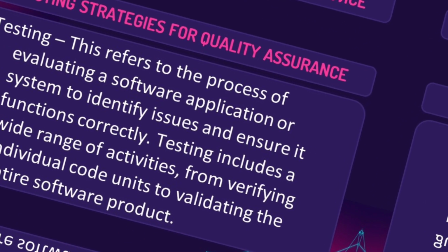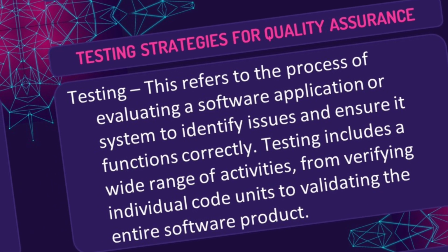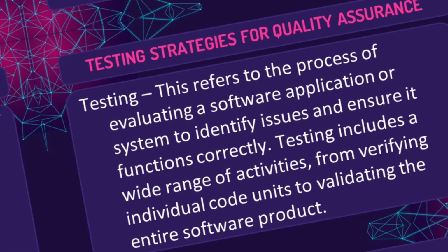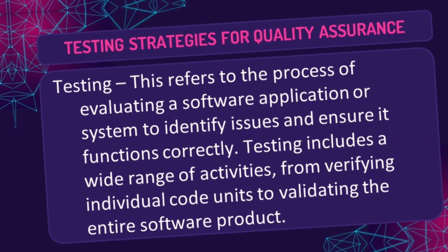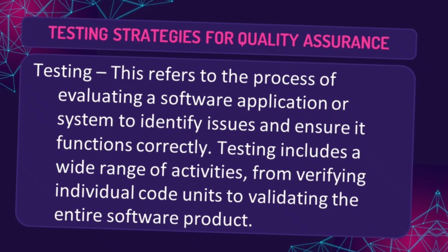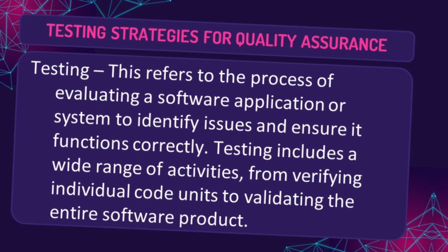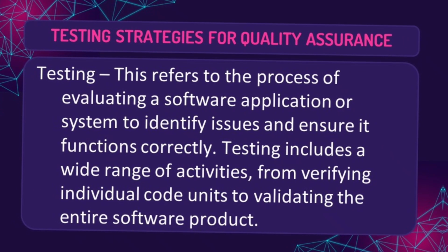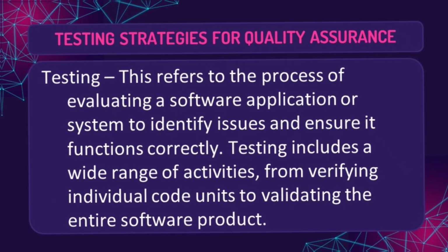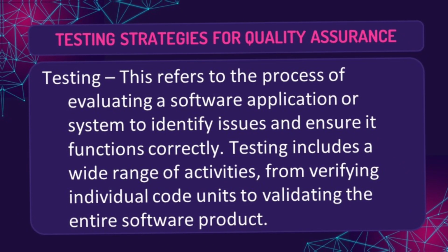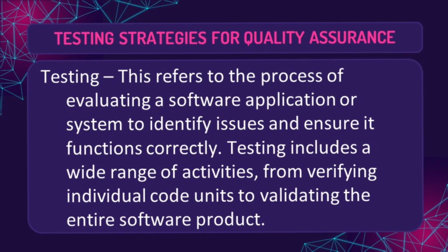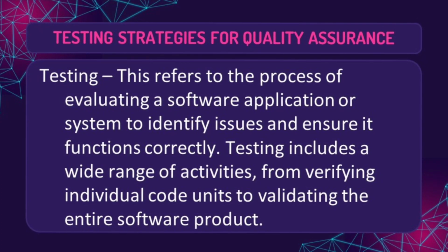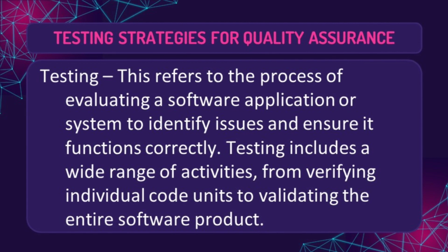Here's a breakdown of the key elements in the term testing strategies for quality assurance. Testing is a fundamental activity in software development where the primary goal is to assess the behavior and functionality of a software application. It involves executing the software under controlled conditions to identify any discrepancies between its expected and actual outcomes. Testing is not limited to checking for defects or bugs. It also verifies that the software functions correctly, meets specified requirements, and delivers the intended value to users.